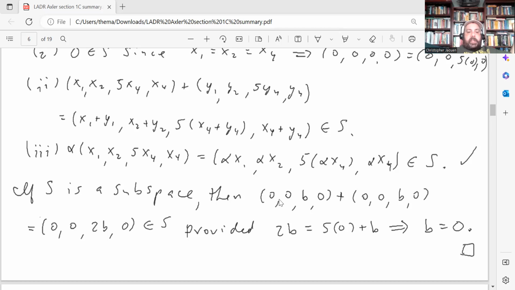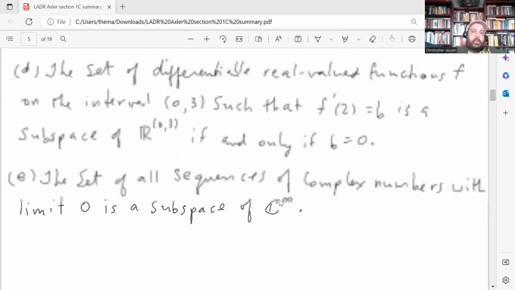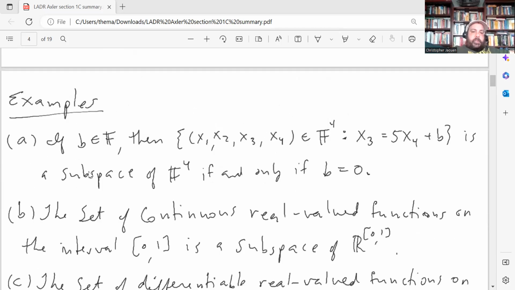And that is in the set S only if 2b is equal to 5 times 0 plus b, or in other words 2b equals b, or in other words b equals 0, right? So that shows that this is true in part A, right?